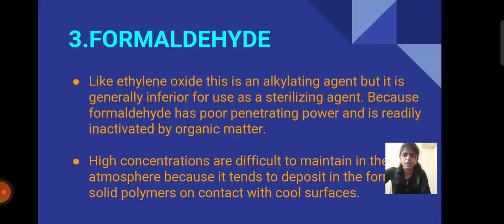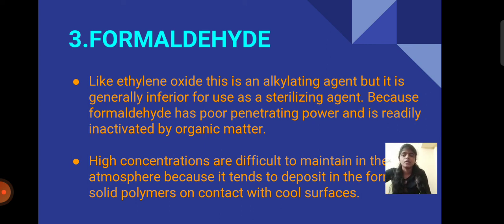Coming to the next one, it is formaldehyde. Like ethylene oxide, it is an alkylating agent but is generally inferior for use as a sterilizing agent, because formaldehyde has poor penetrating power and is readily inactivated by organic material. Also, high concentrations are difficult to maintain in the atmosphere because it tends to deposit in the form of solid polymers on contact with cool surfaces. HCHO in aqueous solution is known as formalin, and paraformaldehyde is used to sterilize enclosed areas.